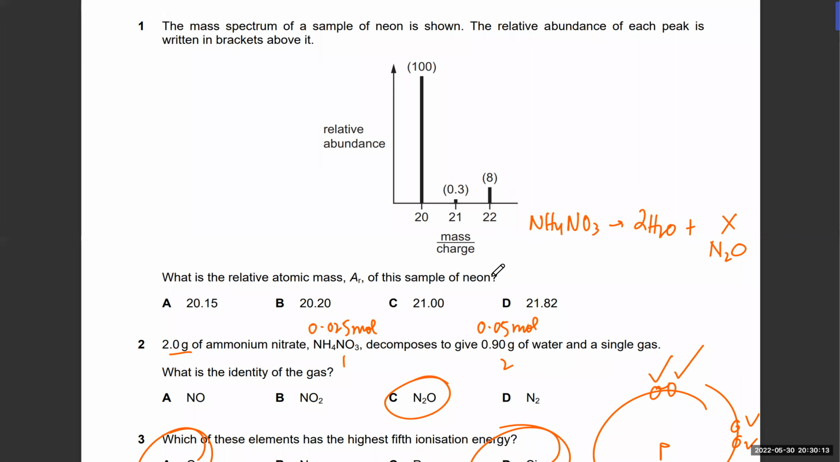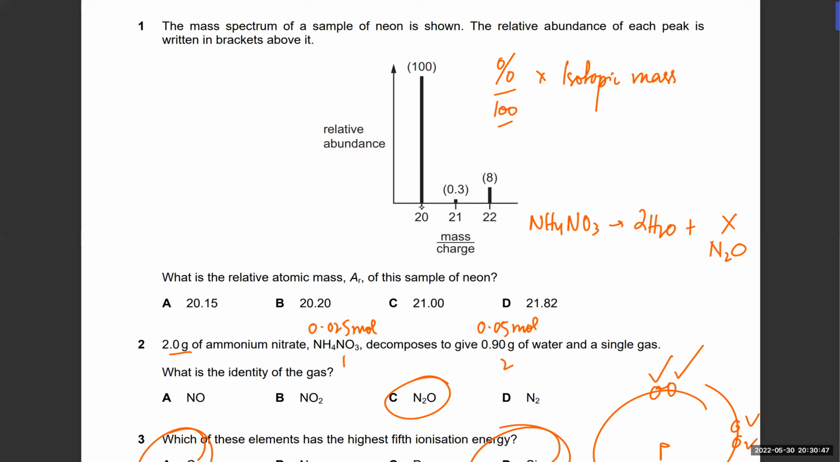And then the last one, you have to figure out the AR of neon. Now here's a tricky part: how do you figure out AR? It's fractional percentage into the isotopic mass, right? And you keep summing them up. Now they've played a small trick over here, and that is that they're not taking it out of 100. Because if you look at the total percentage, it's 100 of this, 0.3 of this, and 8 of this. So the total is now actually 108.3.